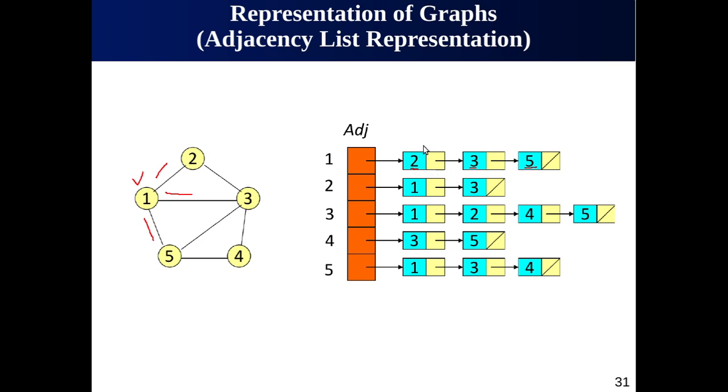Here we do have 2 parts. Every node contains 2 parts: the adjacent node and a pointer to the next element. This is the last element. It does not have a pointer to the next element because we do not have a next element here. Similarly is the case with 2. Here we have only 2 adjacent nodes, 1 and 3. Now consider 3. Wow, here we have 4 adjacent nodes. You can see 1, 2, 4 and 5. 4 nodes are here, and then for 4 and for 5.